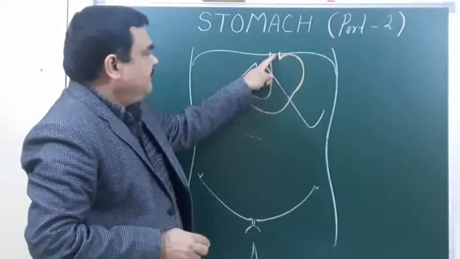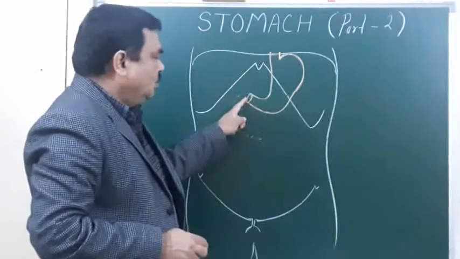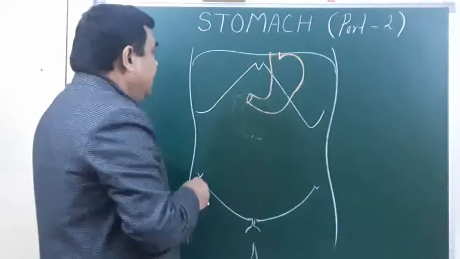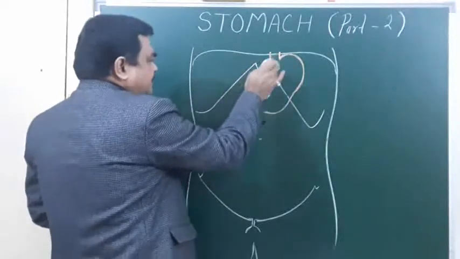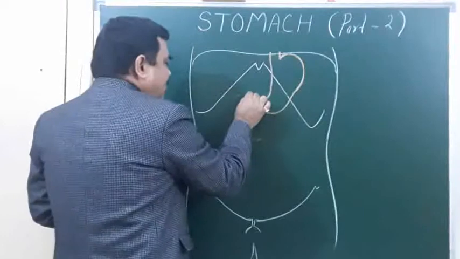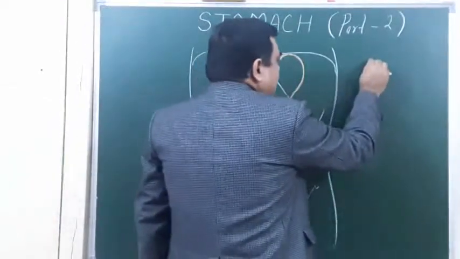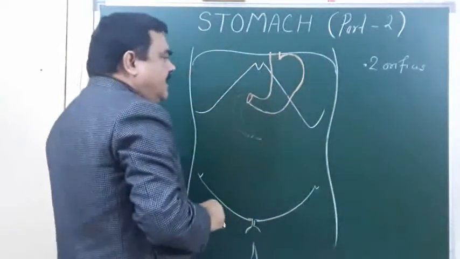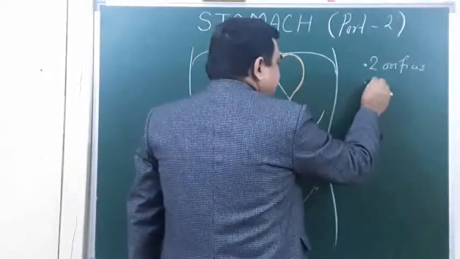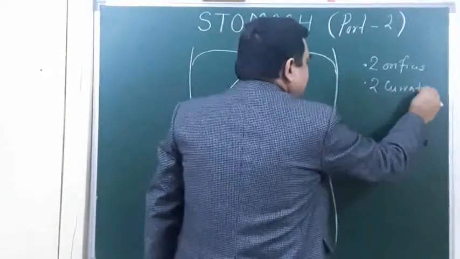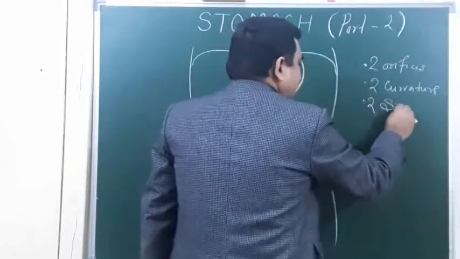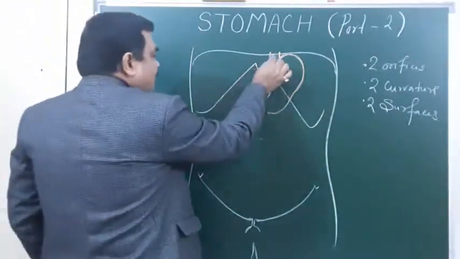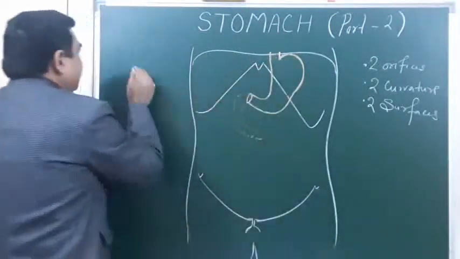You can see the stomach extends from the lower end of the esophagus to the first part of the duodenum. It has two orifices, or two openings. One orifice is here, and the other orifice is here. It has two curvatures. It has two surfaces. First of all, the two orifices. One orifice is here. This is known as the cardiac orifice.